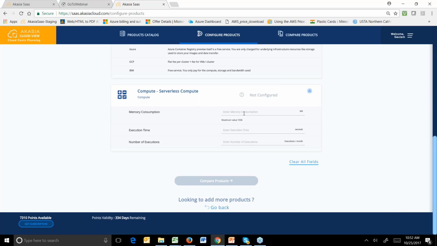Now it's serverless compute. So when it comes to serverless compute, let's say that each execution of my serverless compute is 128 megabytes of RAM. Each compute is 1 second, and I am executing, let's say, 2,200,000. Is that 2 million? Okay. Executions per month.